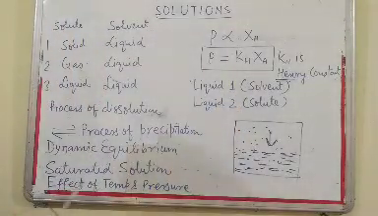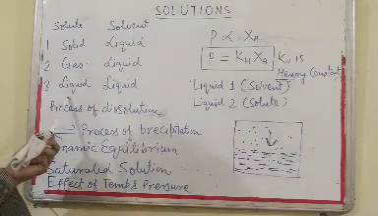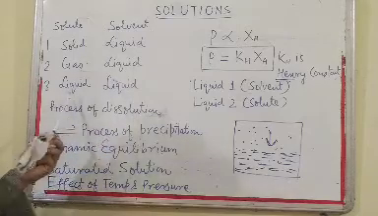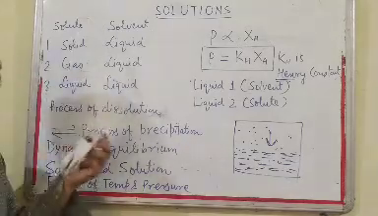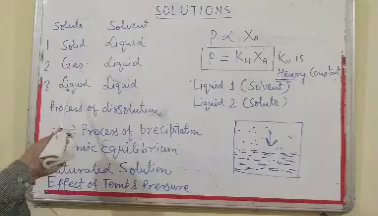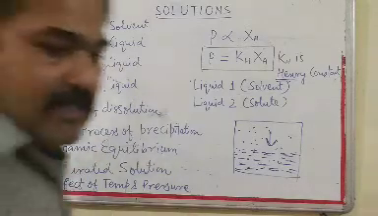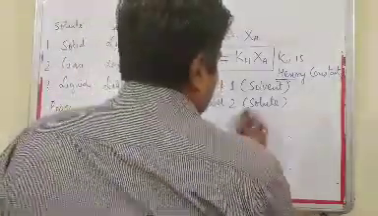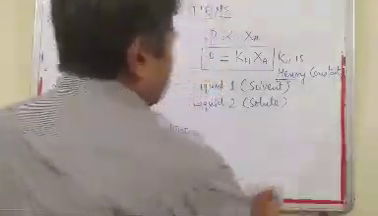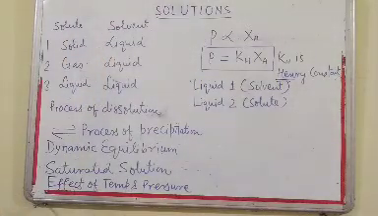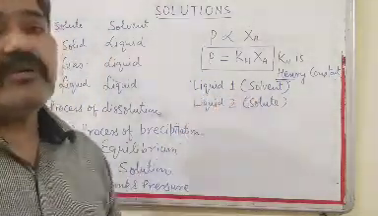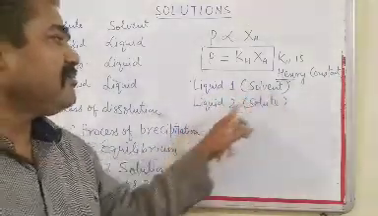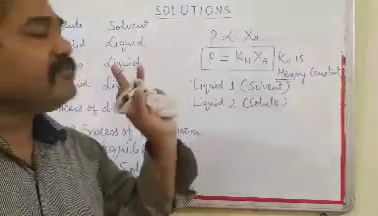Okay. Now we will discuss the properties of the solution, which is the third type, in which both solute and solvent are in liquid state. Regarding this solution, Raoult's law will be discussed here. Suppose we take a solution in which liquid 1 is the solvent and liquid 2 is the solute.